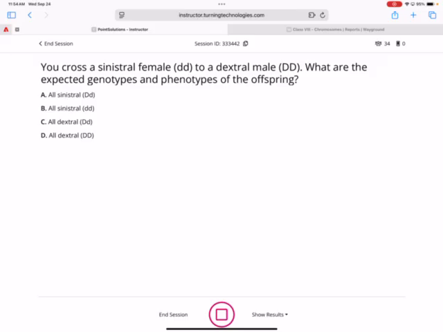You cross a sinestral female of this genotype, homozygous recessive, to a dextral male that's homozygous dominant. What are the expected genotypes and phenotypes of the offspring? All right, so we have a sinestral female, dextral male. What are the expected phenotypes and genotypes of the offspring? Remember, dextral is dominant. This is 333442.